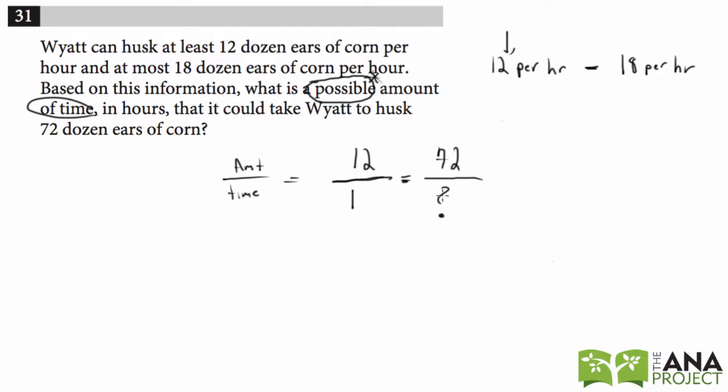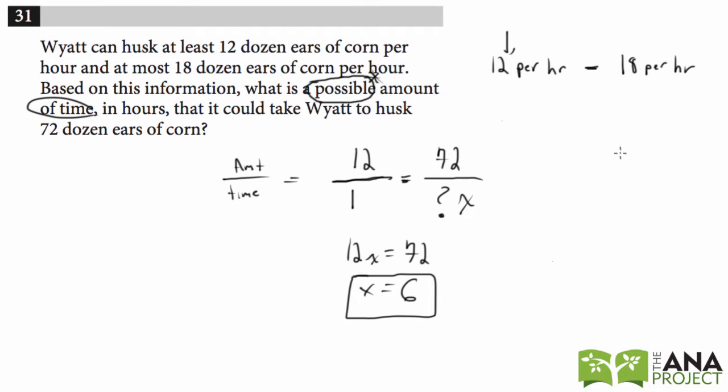So this is our unknown, so we can just call this x. And we can cross multiply. 12x equals 72. x, 72 divided by 12 is 6. So this is one possible answer. What is the possible amount of time in hours that it could take Wyatt to husk 72 ears of corn? 6 hours, if he does at least 12.